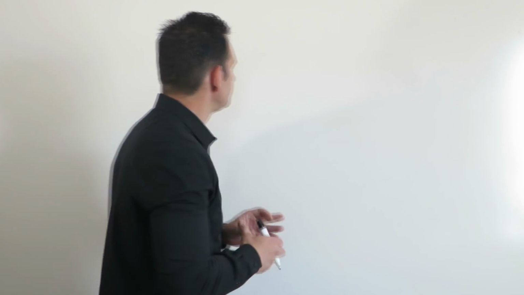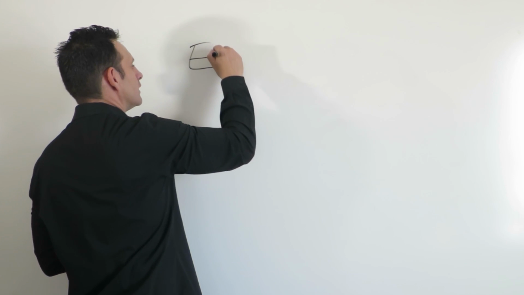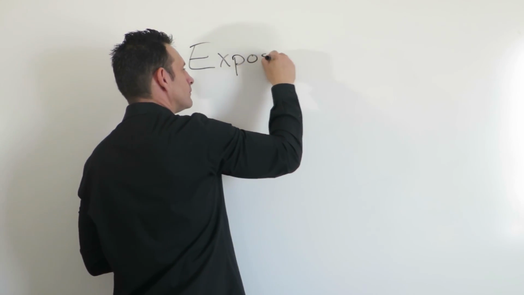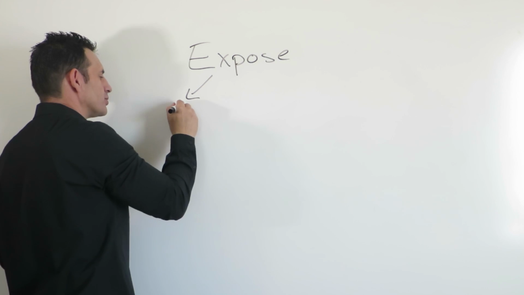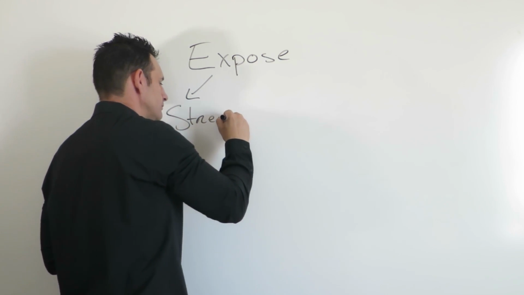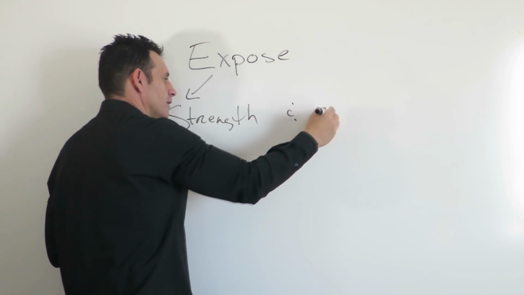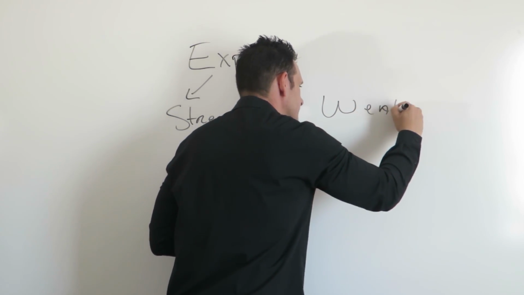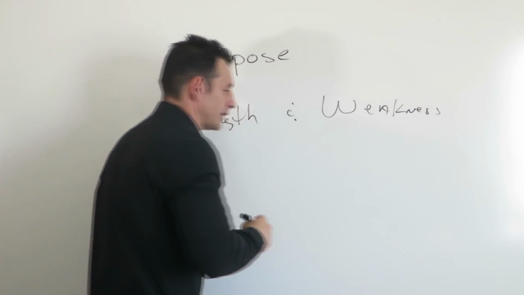So in order for us to be on the same page, we have to understand the main purpose of a trading journal, what its main function is. And that main function is to expose both your strengths and your weaknesses as a trader, okay?